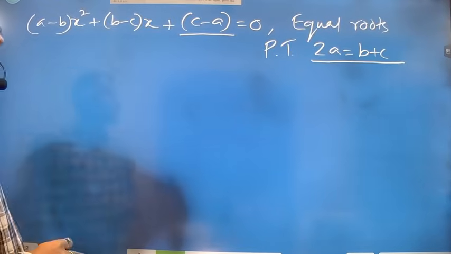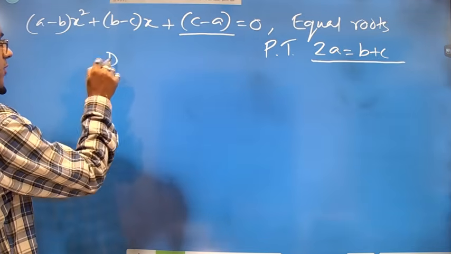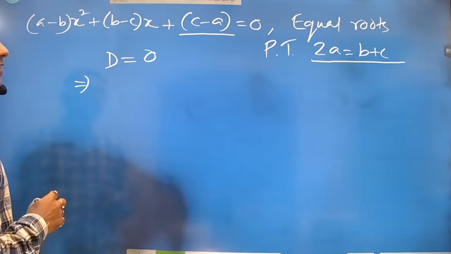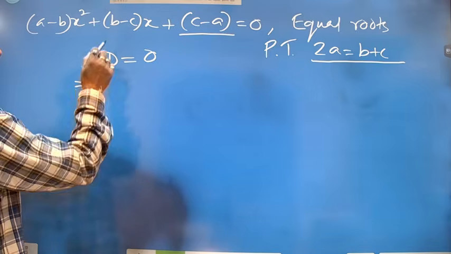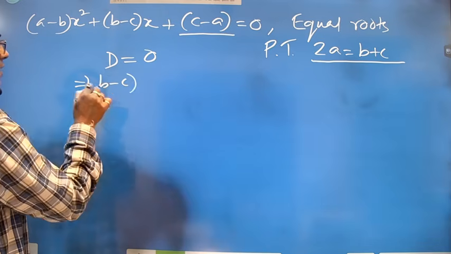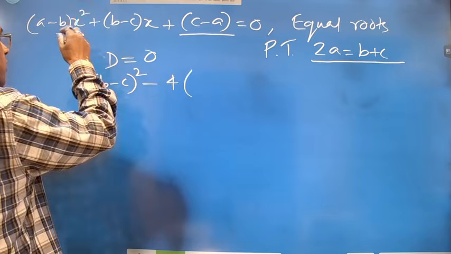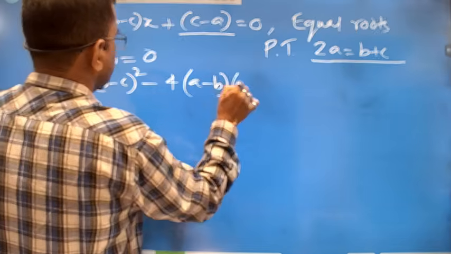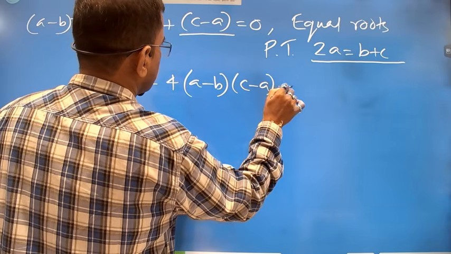If both the roots are equal, then the discriminant equal to 0. Okay, so what is the discriminant? B square minus 4ac equal to 0. What is b? The coefficient of x. That is, the coefficient of x is b minus c whole square, minus 4 into a into c. A is the coefficient of x square, that is a minus b, into c, the constant term, c minus a. This is equal to 0.